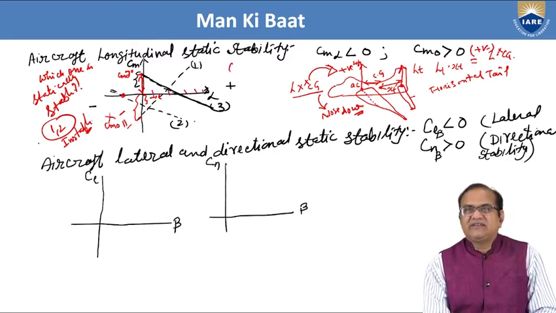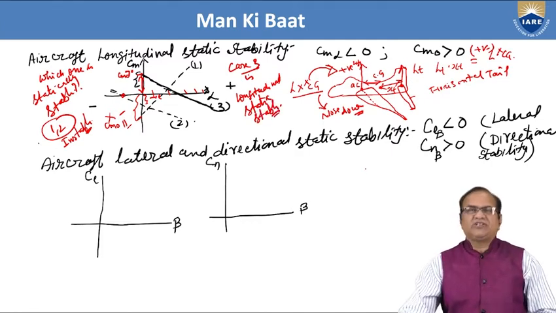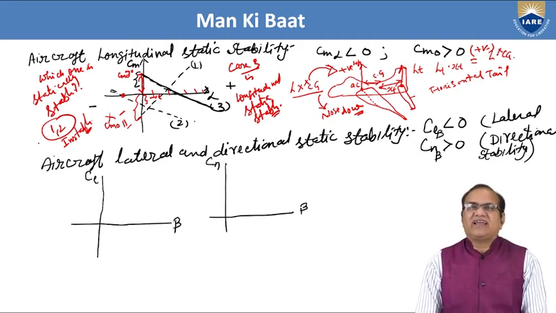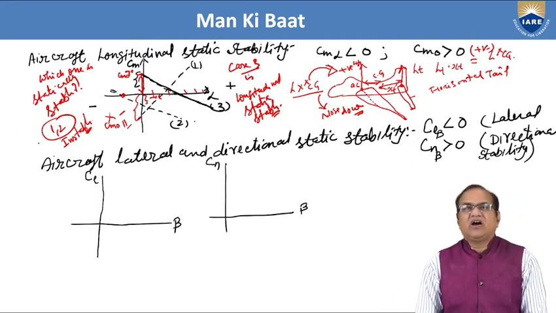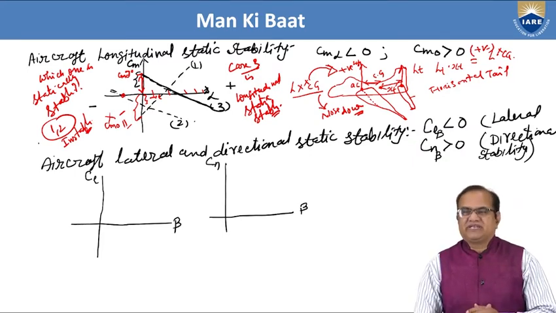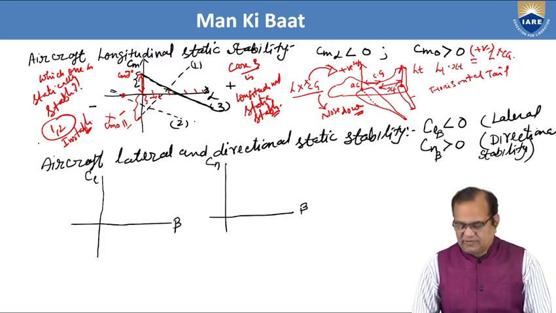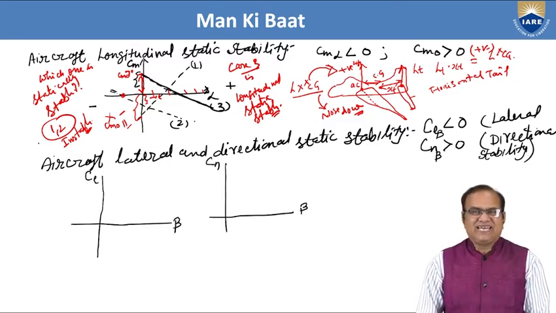So case 3, or the plot number 3, is longitudinal static stable. So in this way, if the plots are given, we can find out whether the aircraft is statically stable or statically longitudinal unstable, or whatever it is, these two conditions have to be met. If we are able to meet these two conditions, we can say that aircraft is longitudinal static stable. Now I will come to the second case, aircraft lateral and directional static stability.